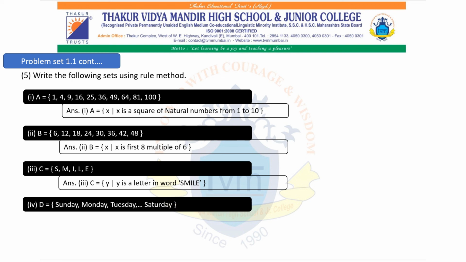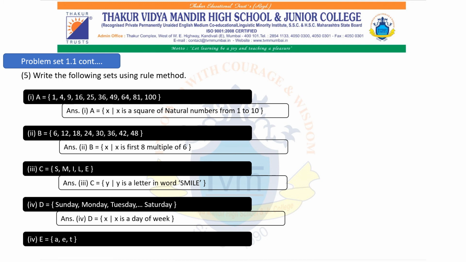Sum number 4. D is a set of Sunday, Monday, Tuesday and so on till Saturday. These are the days of a week. It can be written as D is a set of x such that x is a day of the week. Sum number 5. E is a set of alphabets A, E, T. Again with these 3 alphabets, we can frame a word which can be eat, tea. So it can be written as E is a set of Z such that Z is a letter of the word eat or tea.